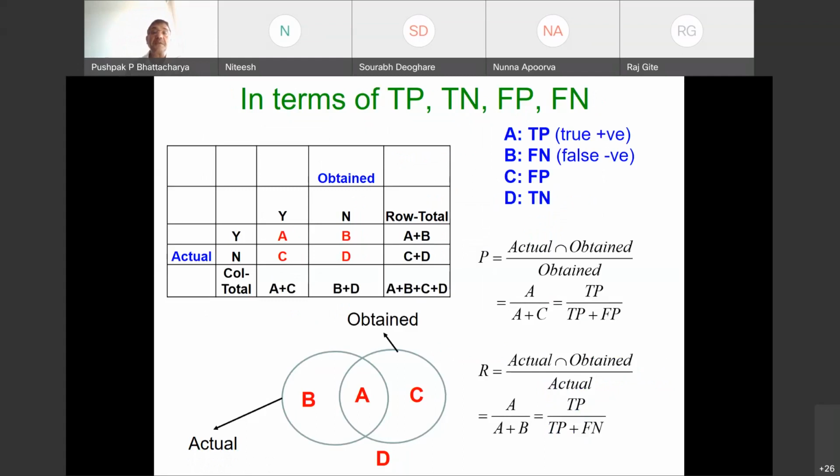So in terms of true positive, true negative, false positive, false negative, we can see that precision is actual intersection obtained, which is A, divided by obtained, which is A plus C. So this is true positive divided by true positive plus false positive. Recall is actual intersection obtained, which is A, divided by actual yeses, which is A plus B, and that is true positive divided by true positive plus false negative.